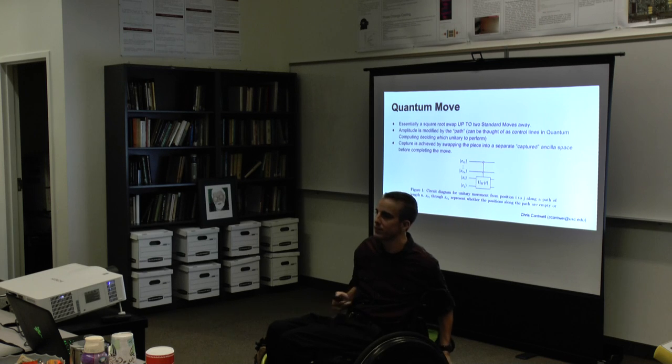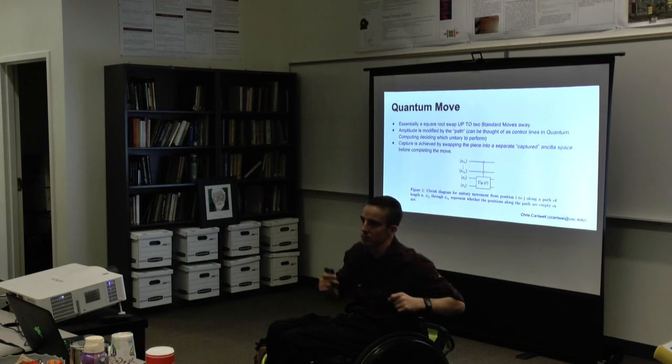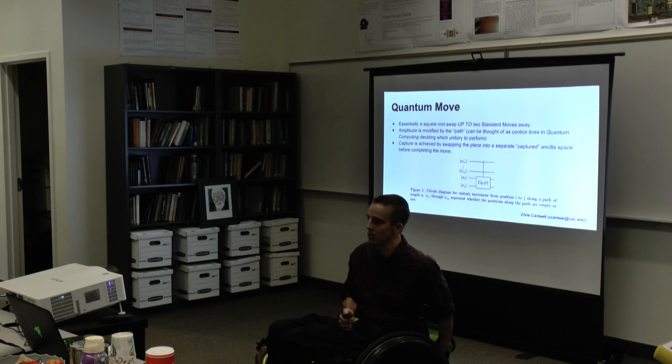The quantum move, again, is essentially up to two standard moves. You can think of it in terms of a quantum circuit as a controlled unitary on the values of the positions of two spaces, where the controls are the positions in the path on the way to that space. So if a position is blocked, then on that basis state, the unitary has no effect, it's identity. Otherwise, it's performing the unitary, which is either swap for a standard move or the square root swap for the quantum move.